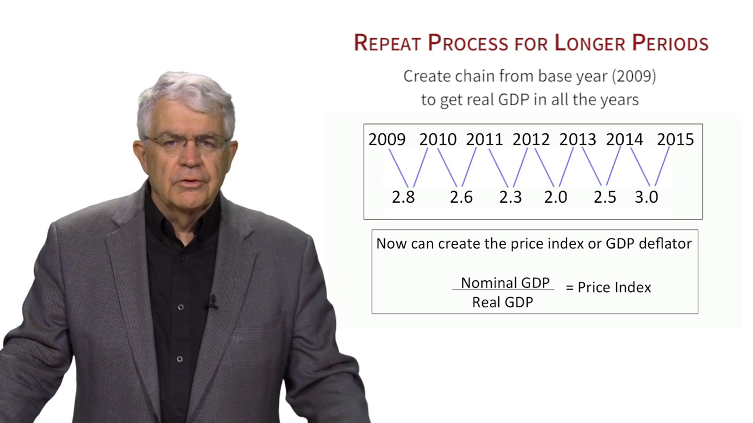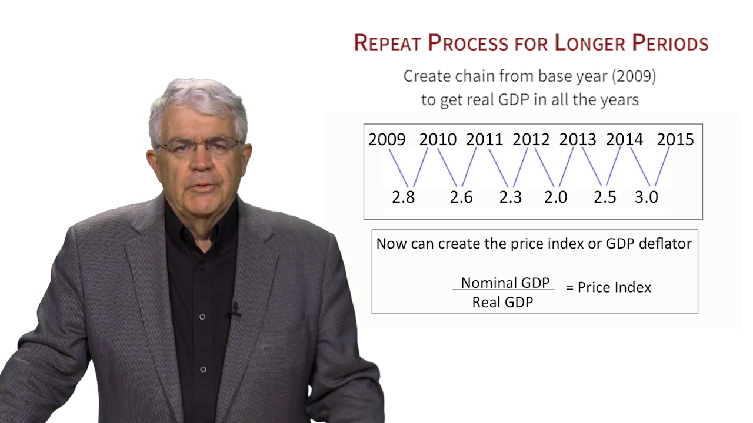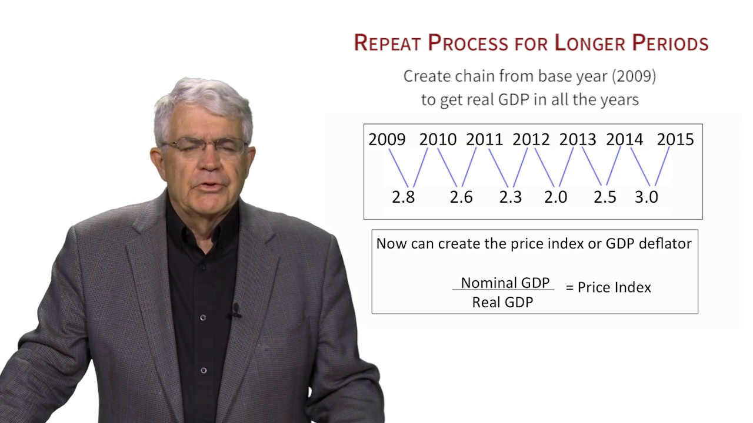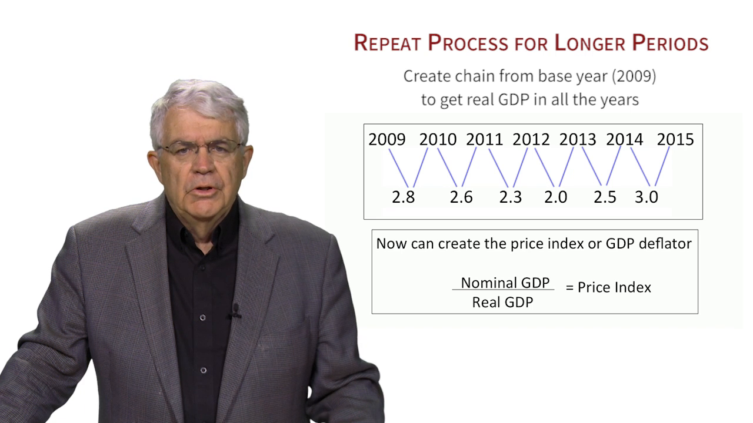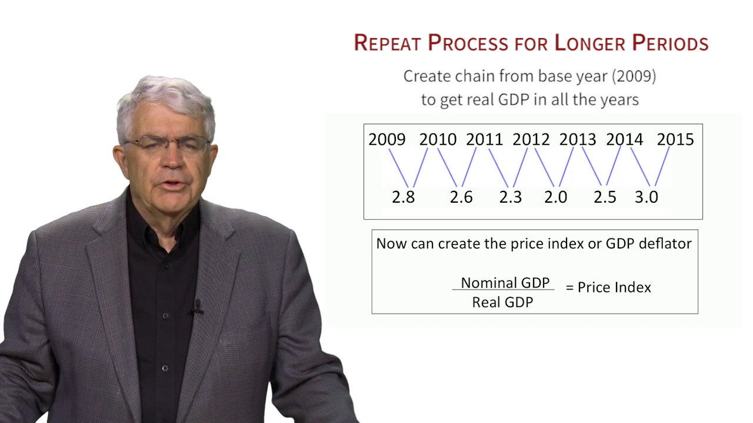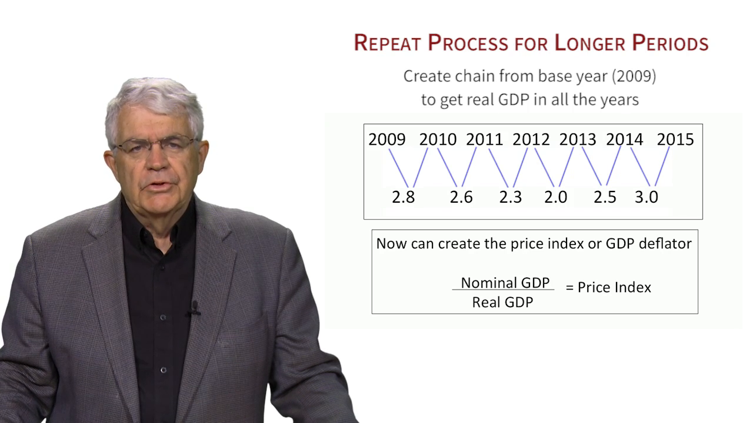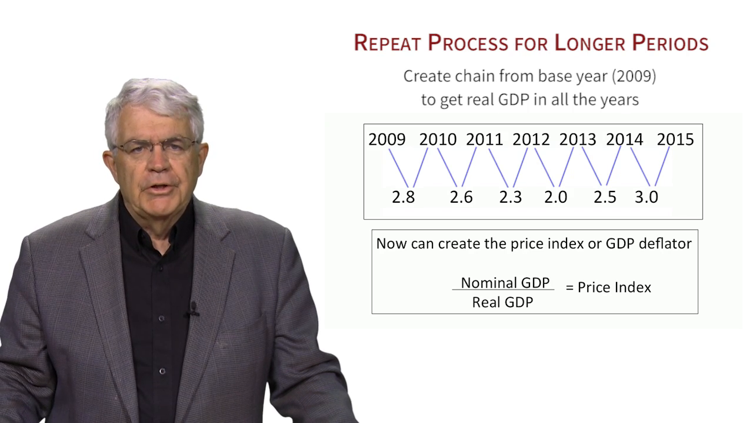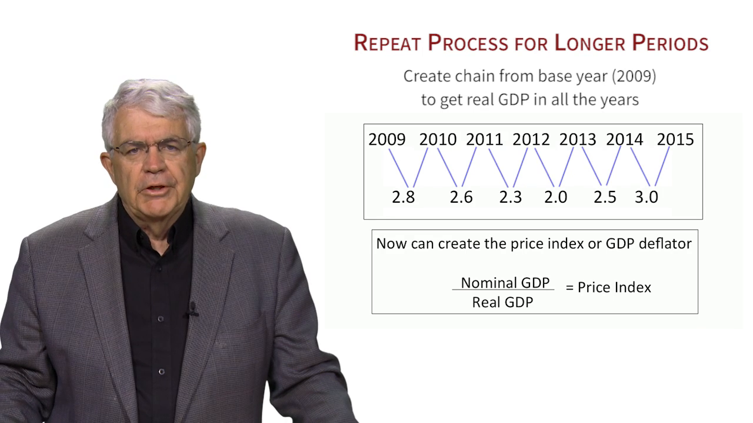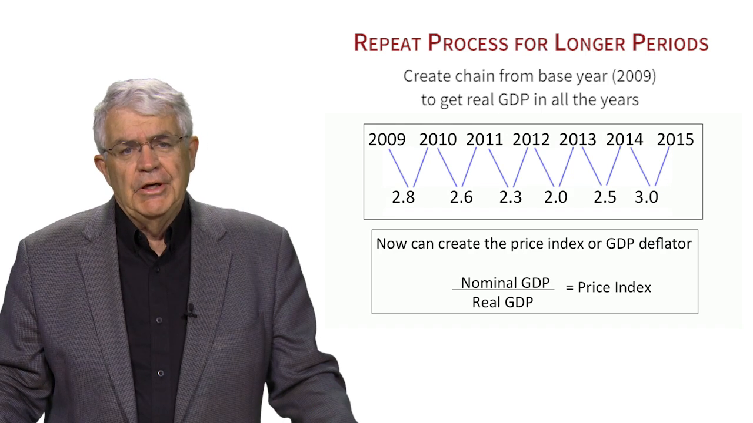Well, suppose the other numbers represent the growth rates between the other years. So for example, from 2009 to 2010, suppose it was 2.8, and so on. So to get the real GDP in all the years, you just take whatever GDP was in 2009, and you grow it by 2.8%. You grow that by 2.6%. You grow that by 2.3%, and so on. And you get a whole series of real GDP, starting with this number in 2009.